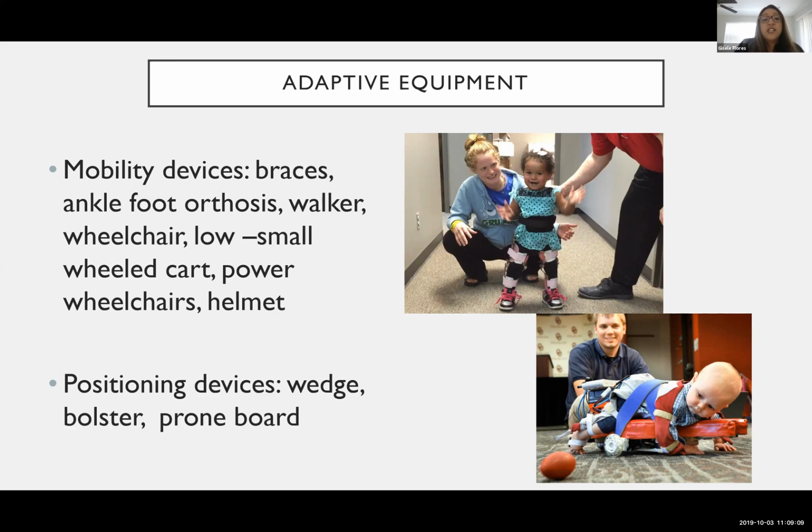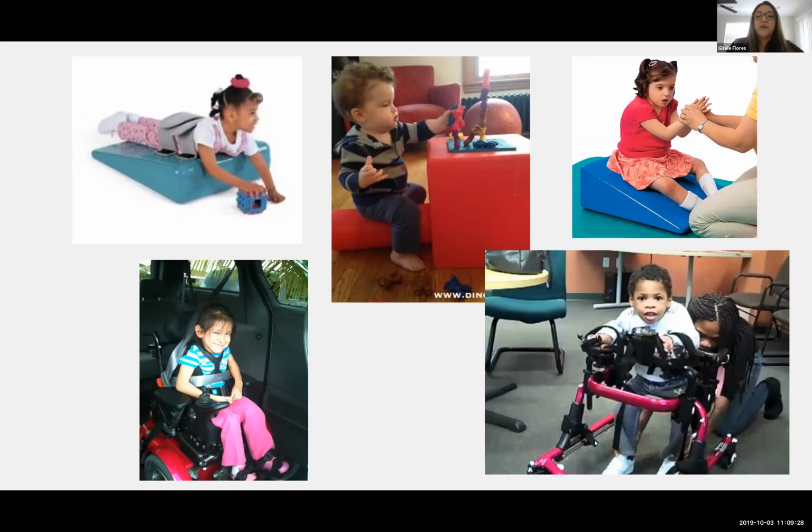There's also positioning devices that I'm going to show you on this next page, but this is an example of a positioning device. These are called prone boards. And often what it does is it supports children in using their arms to move them forward. Okay. So here's some really great positioning devices and examples of adaptive equipment.